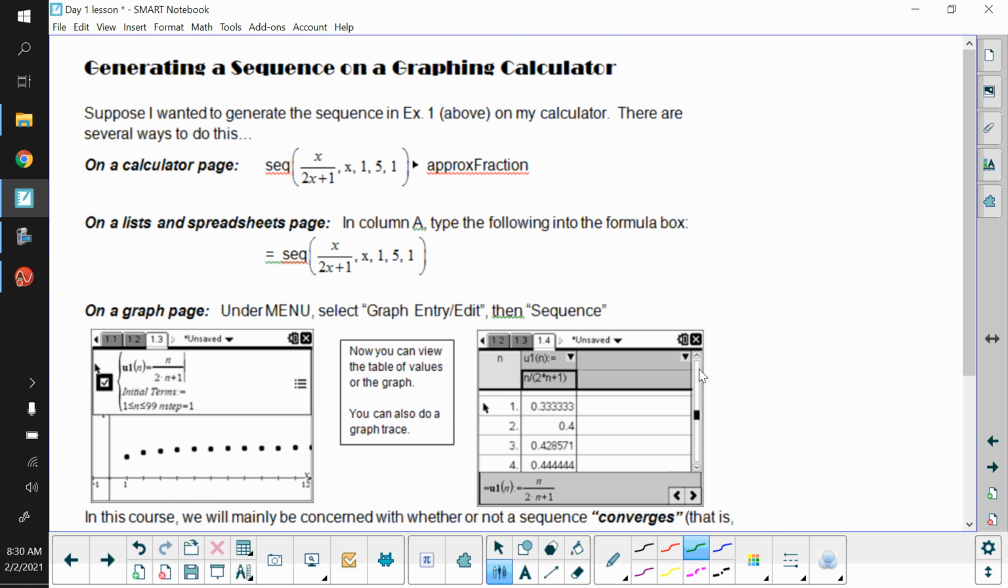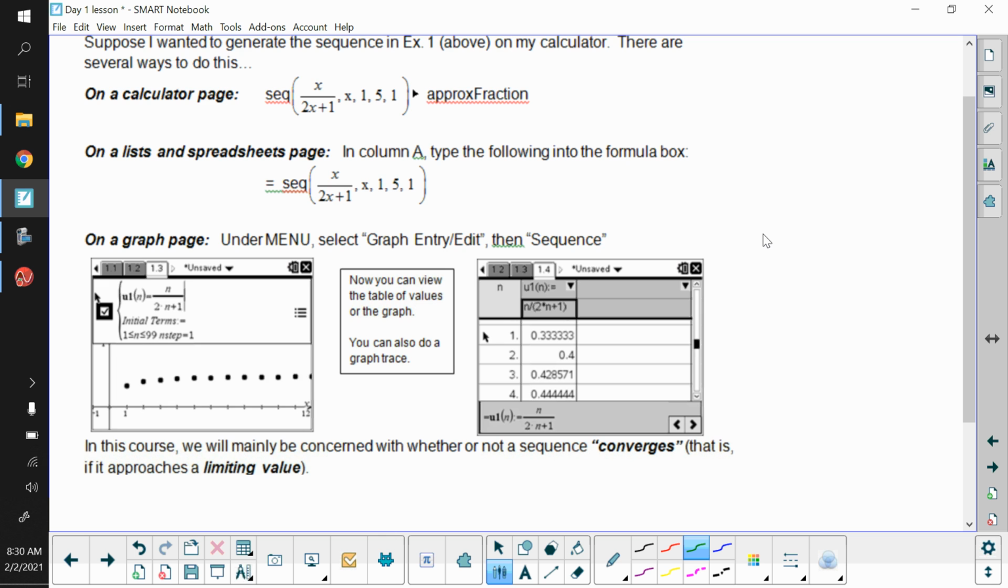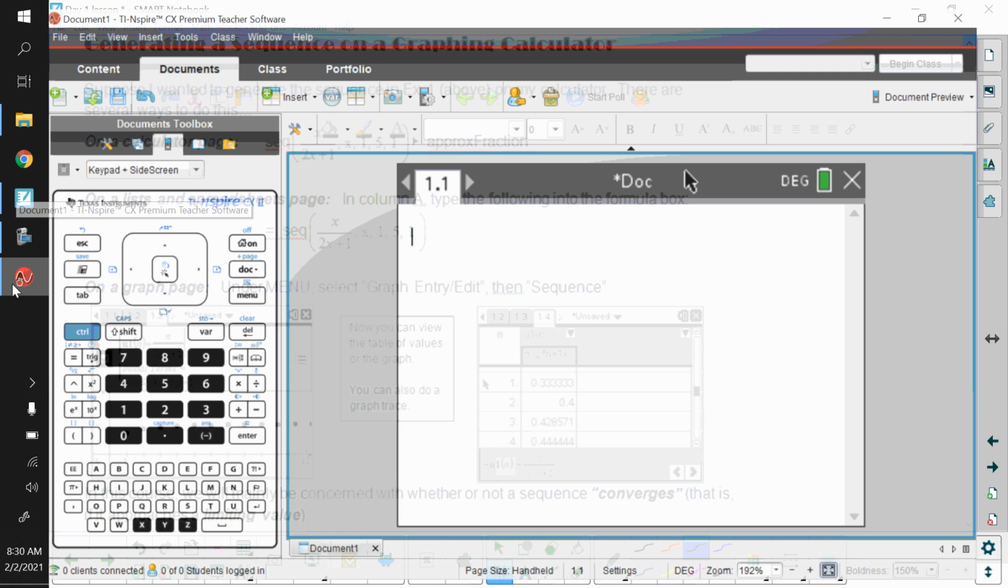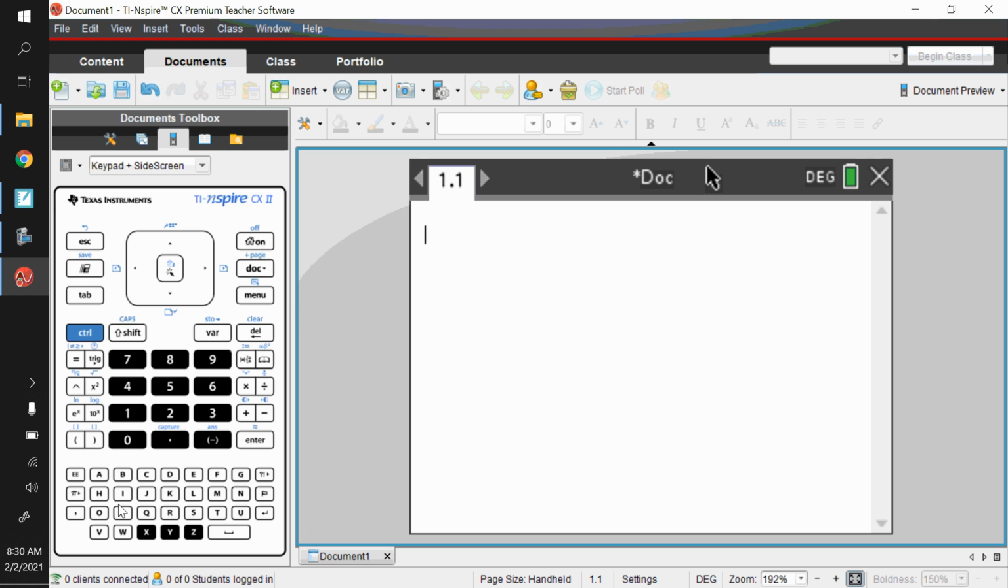So how can you do a sequence on the graphing calculator? Well, there's a couple of ways. So we're going to go over to your calculator, and the first place we're going to do is a calculator page. On the calculator page, we're going to type in SEQ for sequence. And we used that when we did Riemann sums.